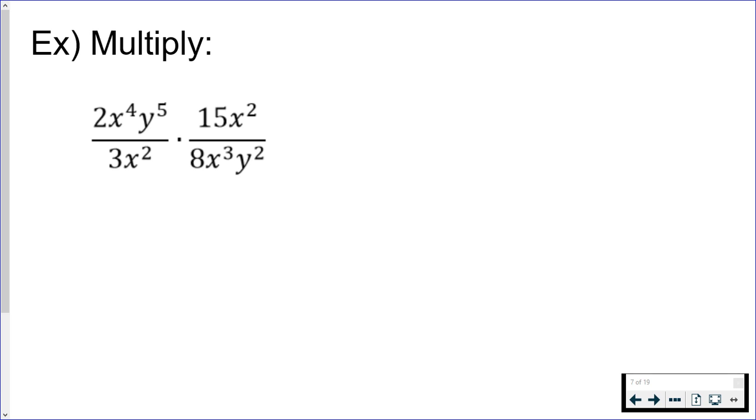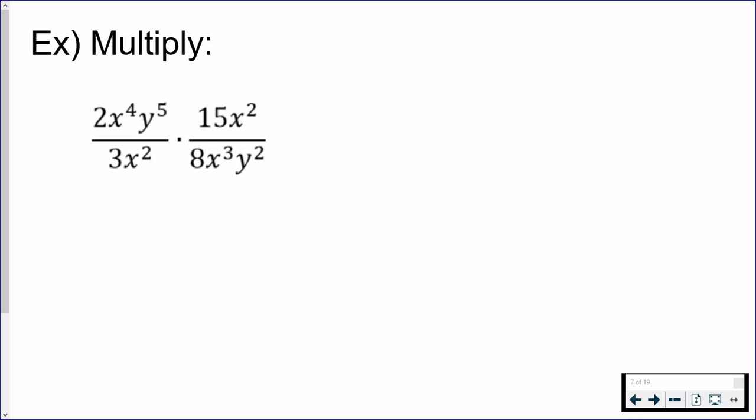I have two different examples in this video where I'm going to multiply. And this first one that I do, I'm actually going to do it two different ways just to show you your options. So your first option, you can just multiply straight across. If you remember how to multiply regular old fractions, it's the same exact thing here.